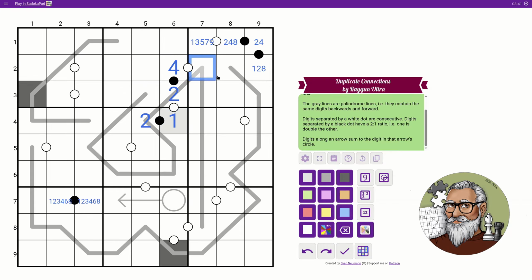Well, this is 3 or 5, which has to be there. So that is 3 or 5 as well. 3 or 5. How do I continue now?